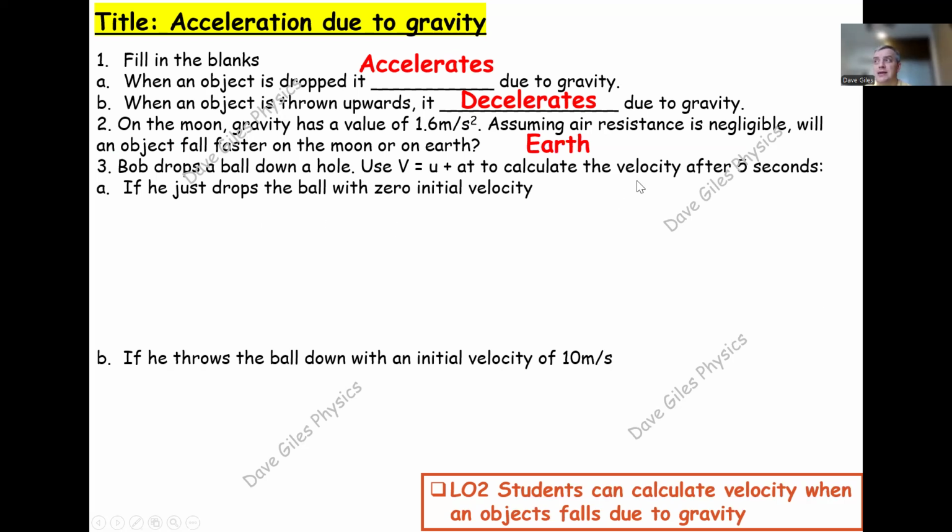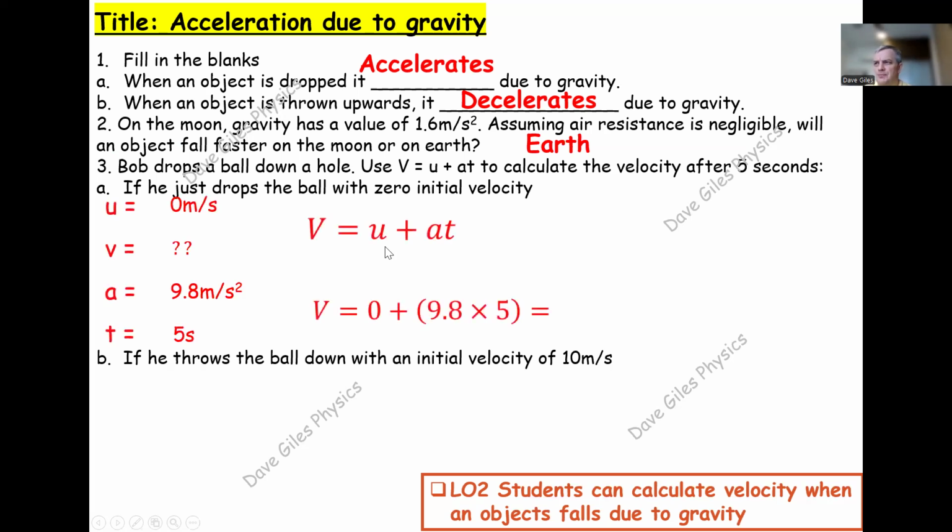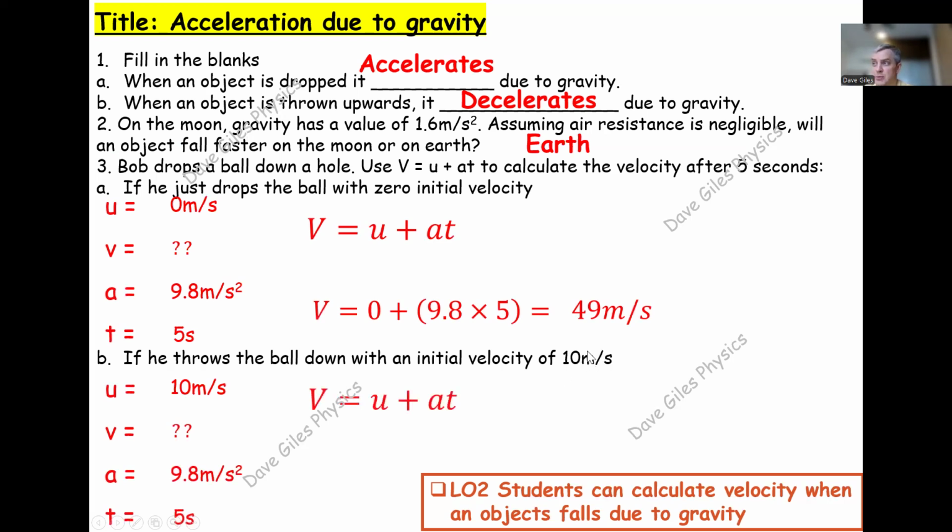V equals U plus AT to calculate the velocity after 5 seconds. If he just drops the ball with 0 initial velocity, so put our numbers in, 49 meters per second, which is the same as what we did earlier. However, if he throws the ball with an initial velocity of 10 meters per second, it's going to be the same answer, but with 10 meters per second higher. So it's going to be 59 meters per second. We'll use the formula just to prove that it's 59 meters per second.